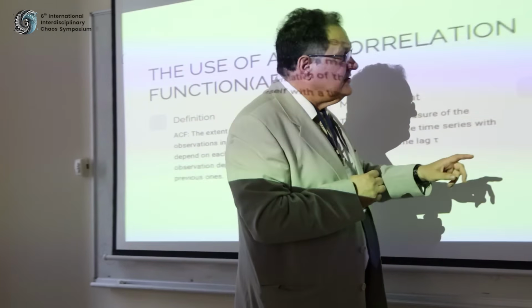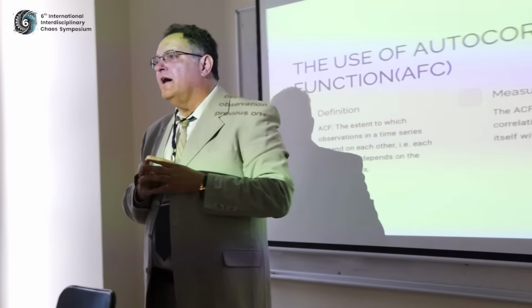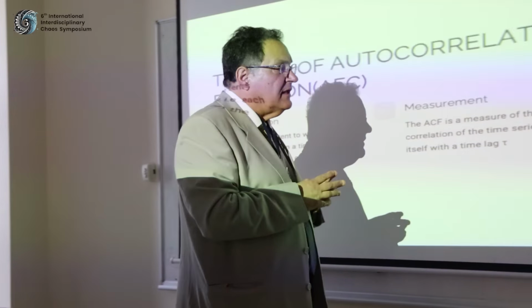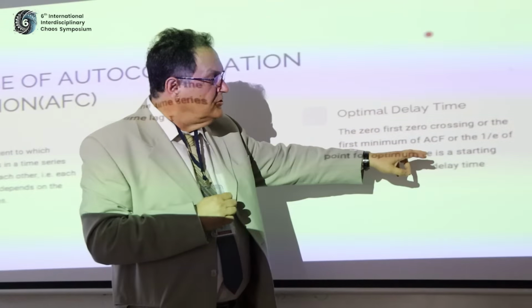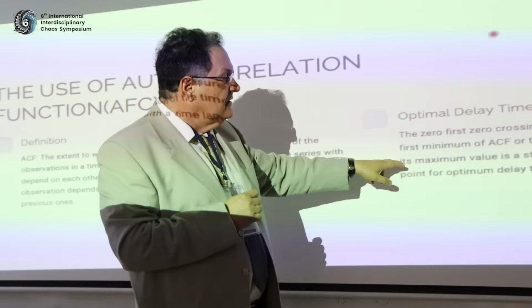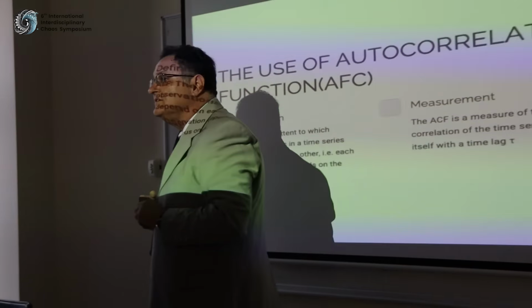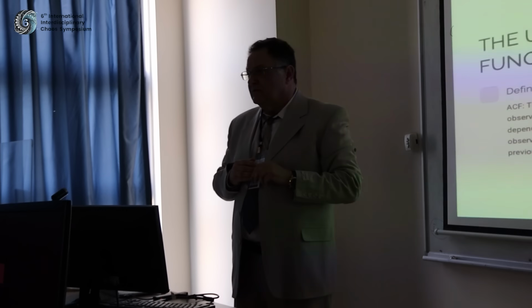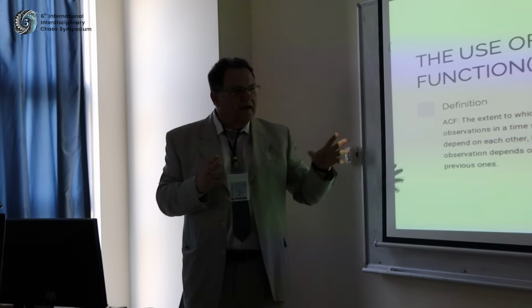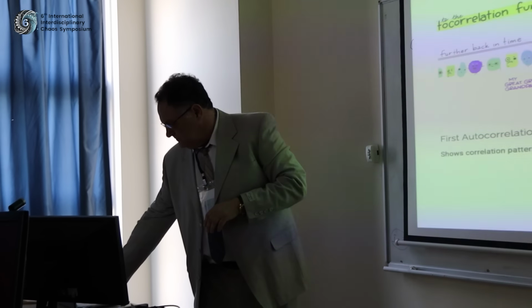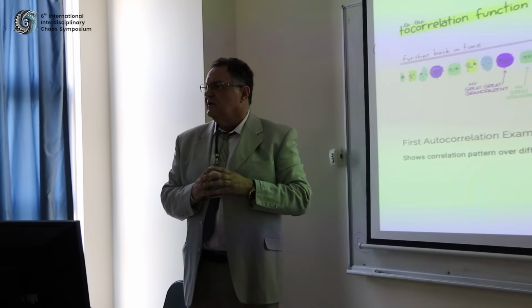Usually, the first zero crossing gives the optimum delay time, or the value of ACV that is 1 divided by e, the base of the Neper logarithm, of its maximum value. All these are starting points. In practice, we use values that are near the starting point values. Let's see what the autocorrelation function really means.